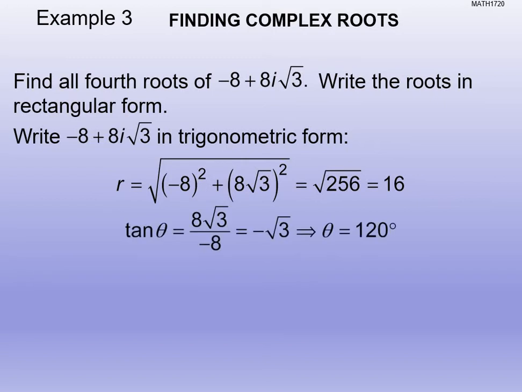And then we have to do tangent. So it's 8 square root of 3 over negative 8. The 8 and negative 8 cancel, so tangent is equal to negative square root of 3 over 1. We should know that that puts us in the second quadrant, and that gives us a reference angle of 60. With a reference angle of 60, we know that theta is going to be 120 there.